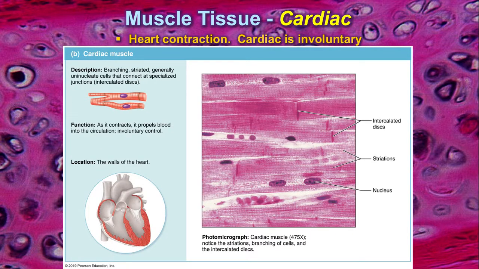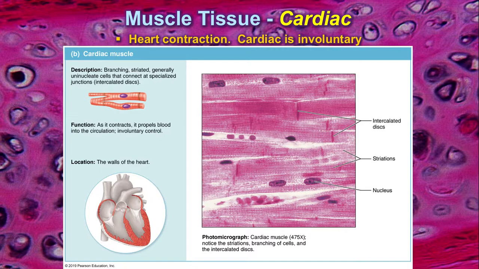Next is cardiac. Is cardiac voluntary or involuntary? Involuntary. Aren't we glad? Because you would spend all your day sitting there going, beat, beat, beat, beat. And you wouldn't be able to think about anything else because all you're doing is trying to keep your heart beating. That would be sad, wouldn't it? So cardiac is involuntary. It happens on its own. And then is it striated or non-striated?